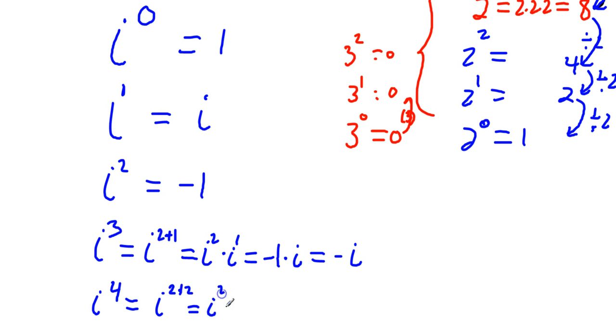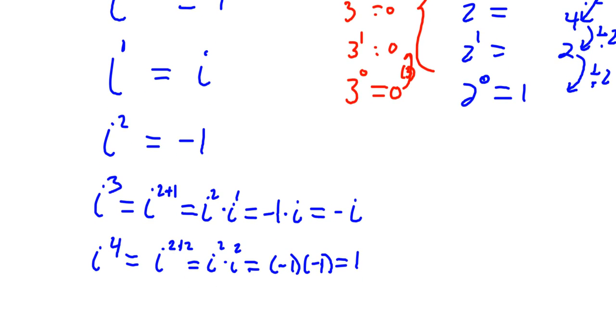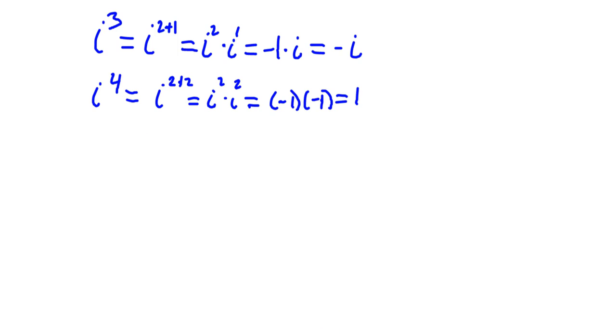So you can make that i squared times i squared. If you do that, that's negative 1 times negative 1, and that puts you back at 1. And if you keep going through those, it's that same pattern. So here's what they're wanting you to see for this part: for everything you're going to do, you only have 4 options for the answers.